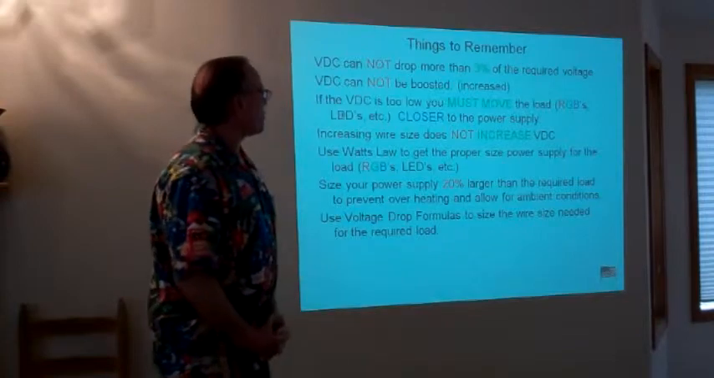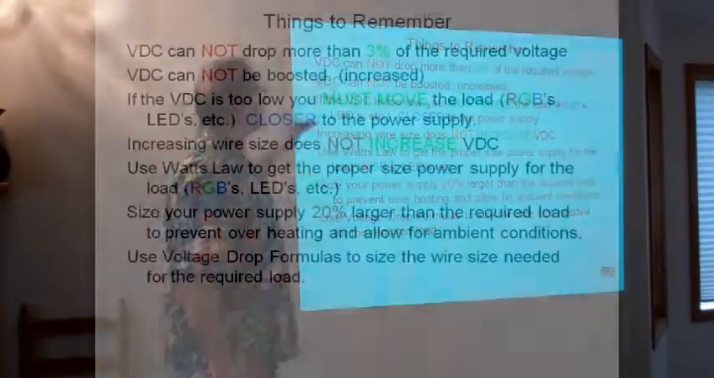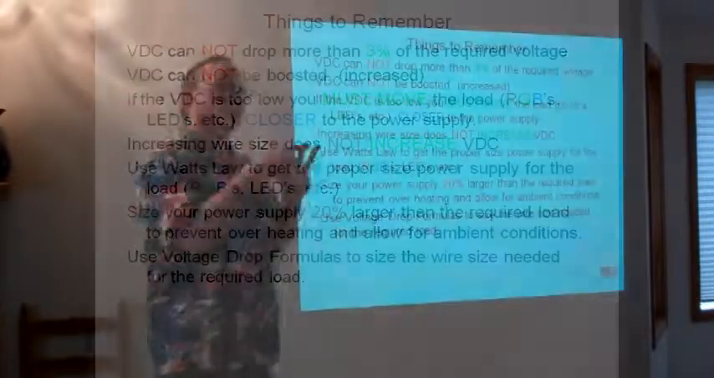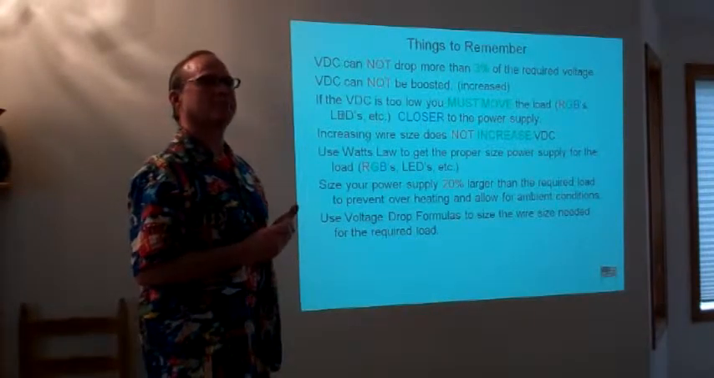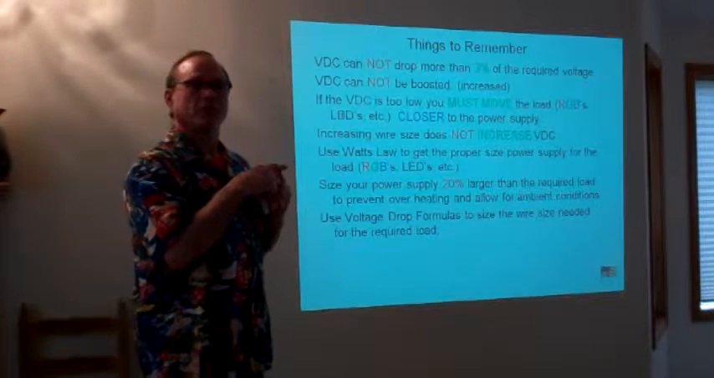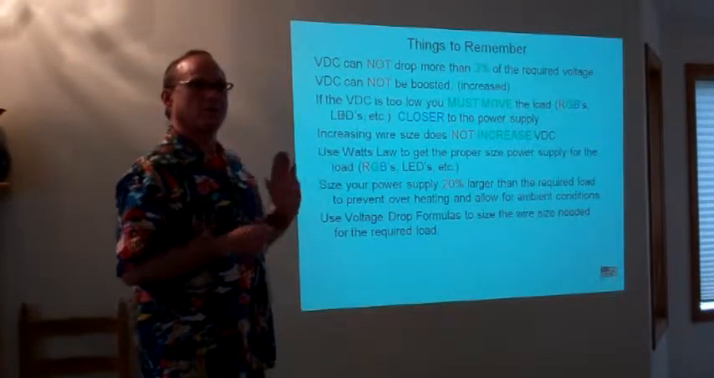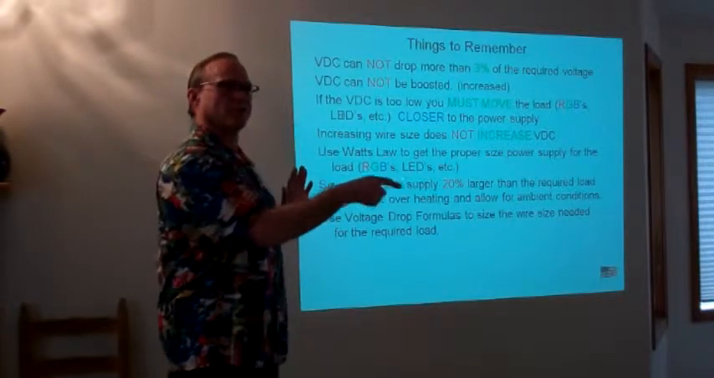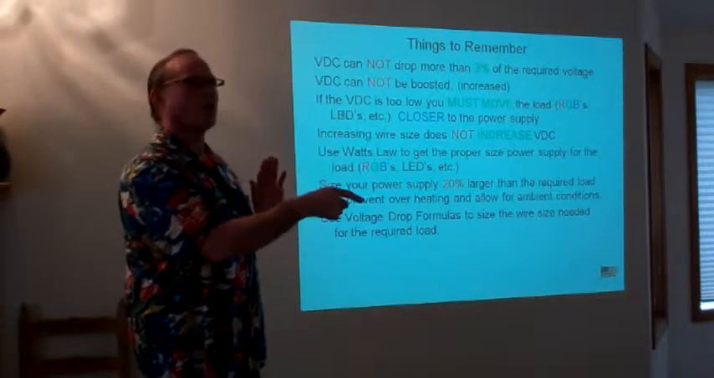Here's a couple things to remember for us. First of all, your volts DC. Remember, volts DC is talking about two things. We're talking about voltage, and we're talking about direct current. All right? Current and voltage are not the same. Voltage is the pressure that pushes the electrons, which is the current through the circuit. That gives us watts. All right?